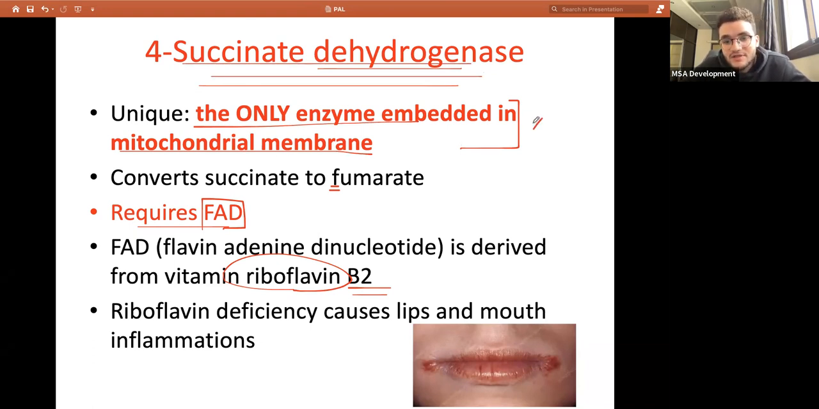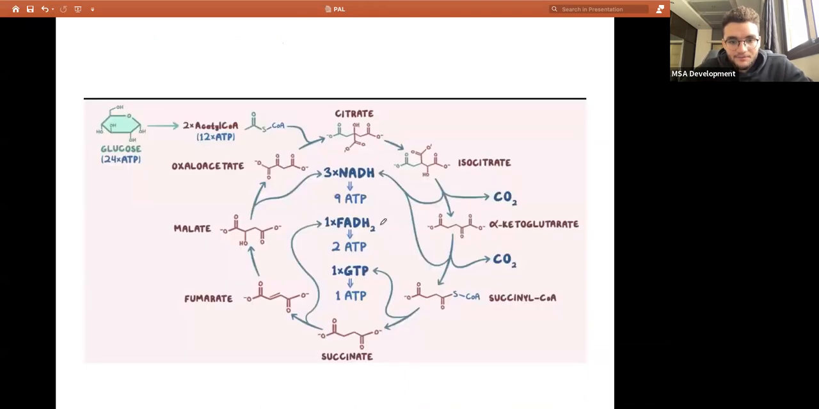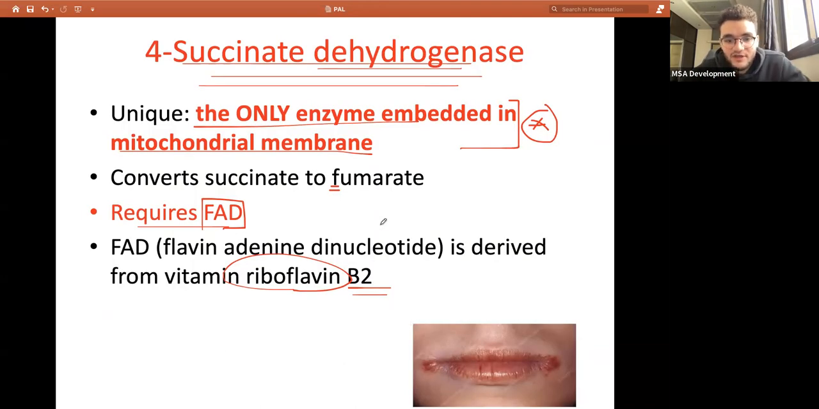And I want you to keep this in mind, because as we go through the electron transport chain, it's going to be there again, because obviously the electron transport chain occurs in the mitochondrial membrane. So just keep this in mind, and we'll be talking more about that. Okay, all right. So this is the fourth step that you have to know.